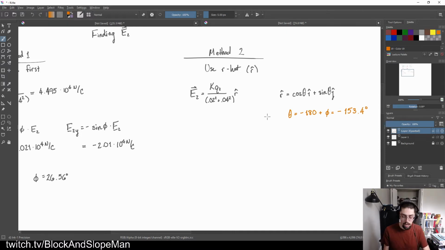And if we do that, if we're actually checking for these values of r hat, we might as well. Let's go ahead and plug that in. What I should find is that r hat is then negative 0.894 i hat, sine of negative 153.4 is going to be negative 0.448 j hat.